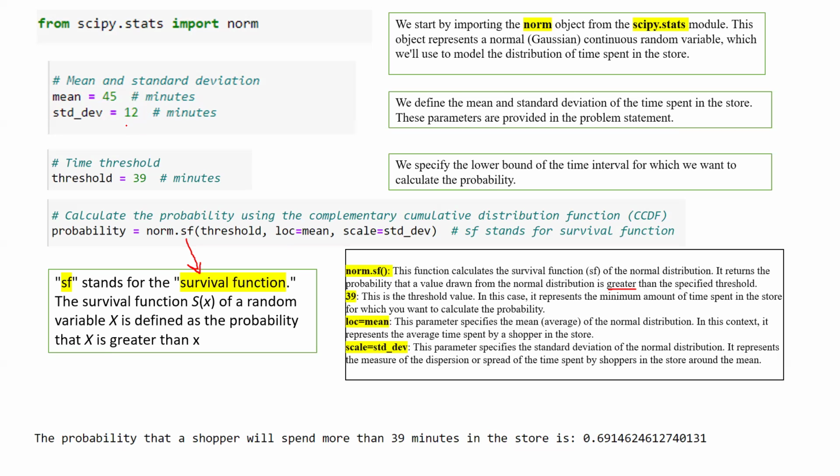Then again, you can multiply the probability by 200 to get the number of people who are going to stay in the store more than 39 minutes. Then you can make a decision about the number of people to hire to be in the store for that amount of time and provide service. You can also specify at which time of the day this happens, so you can make a schedule for the people who are hired and who are staying in the store more precise and more accurate.